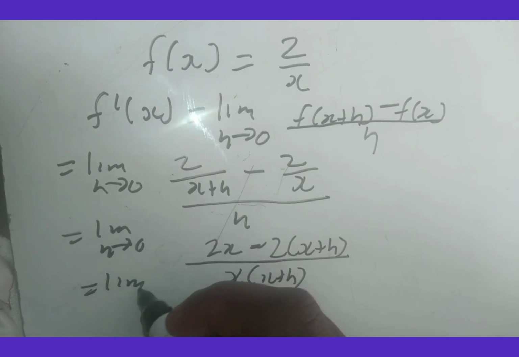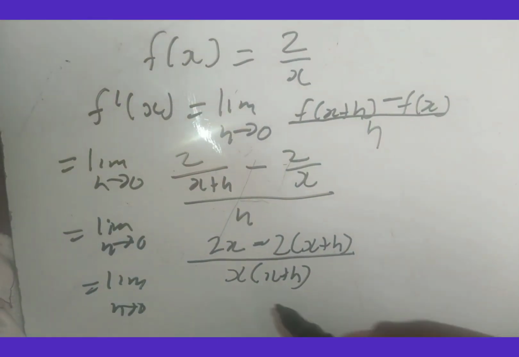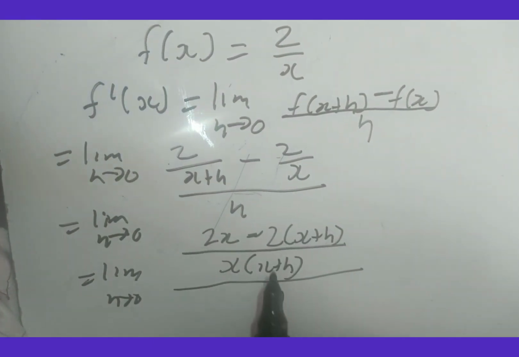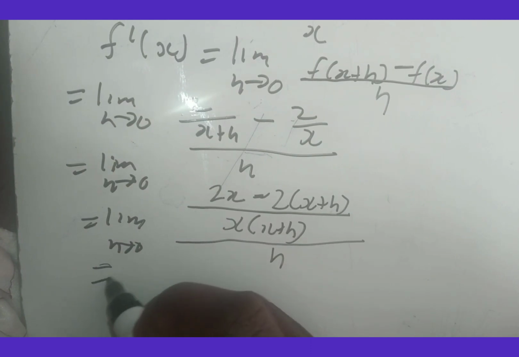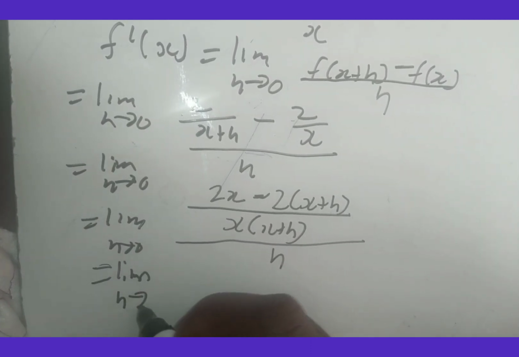So the limit as h tends towards 0. And let's not forget the main denominator, which is h, right? Do not forget it, please. There is a higher chance of making that type of mistake.